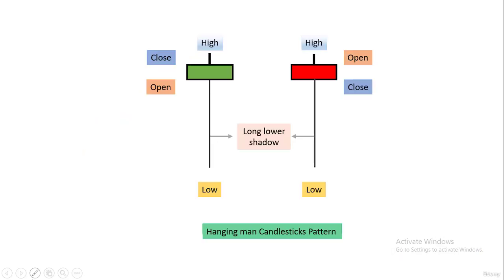That means the opening and closing prices and the high are almost the same, and it also creates a long lower shadow and a small real body. Two types of small body can form, a bullish body and a bearish body, but they provide the same direction by appearing at a significant resistance level. So this is a valid Hanging Man formation.